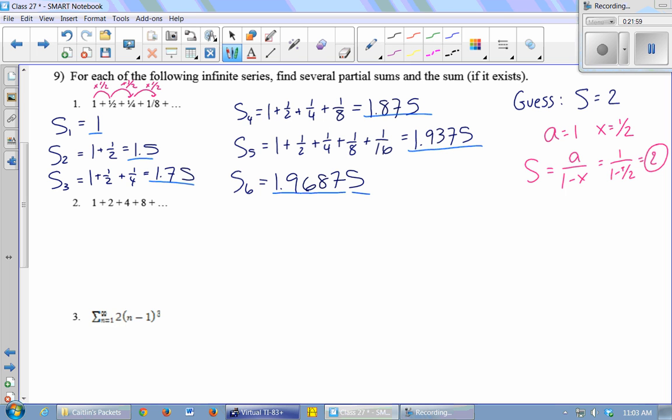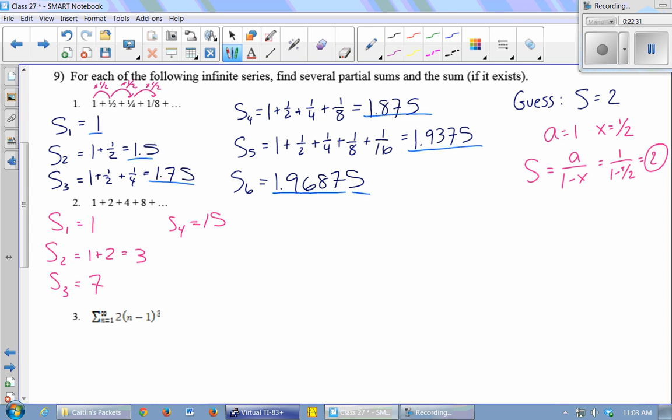In a minute, yeah, we will. Okay, so 1 plus 2 plus 4 plus 8. Let's do a couple partial sums. S1 is 1. S2 is 1 plus 2, the first 2 terms. S3 is the sum of the first 3 terms, which is 7. S4 is 15. From that sequence of partial sums, 1, 3, 7, 15, does it look like we're going to converge to a limit? No, these sums just seem to be getting bigger and bigger and bigger.